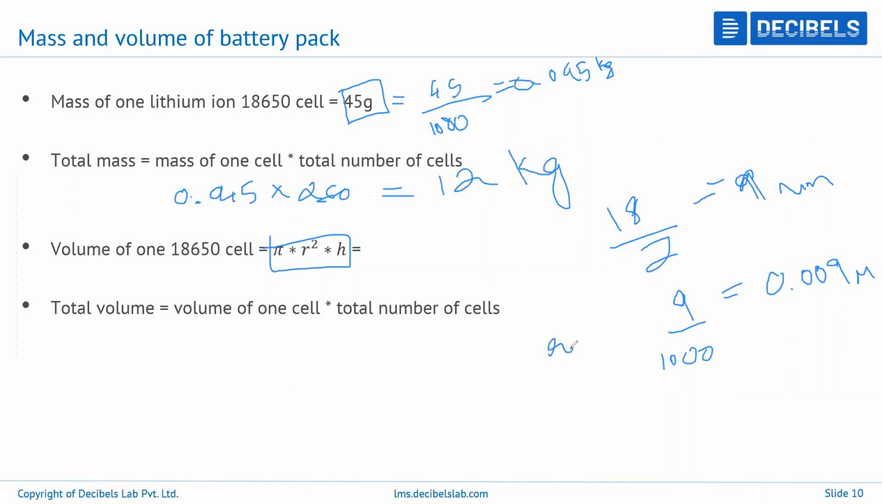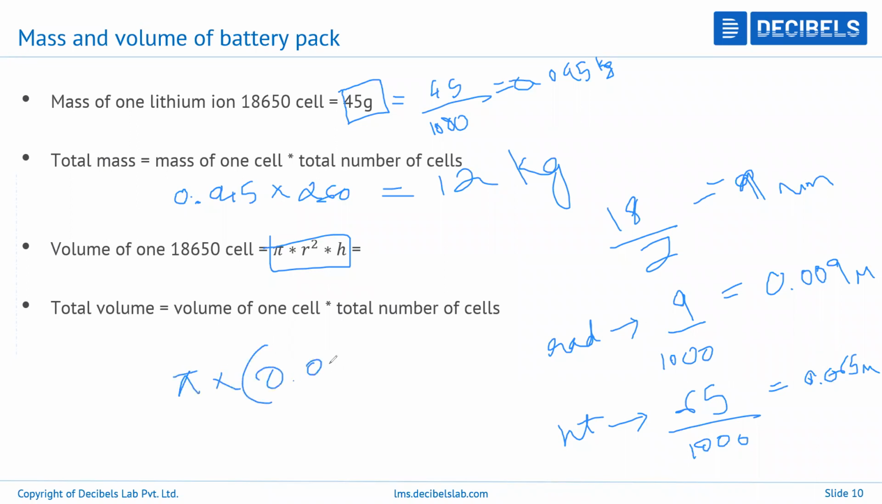And your height. So this is your radius. The height will then be 65 by 1000, so 0.065 meter. So volume of one cell will then be pi into 0.009 squared into 0.065, and this will be in meter cube.